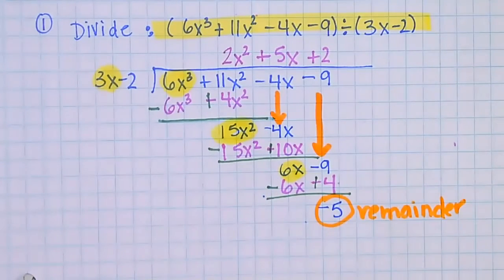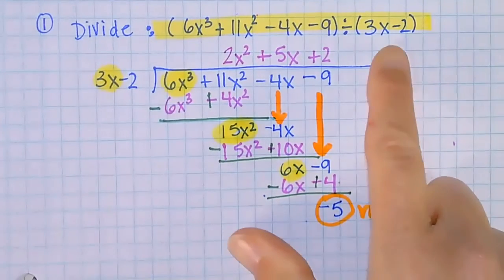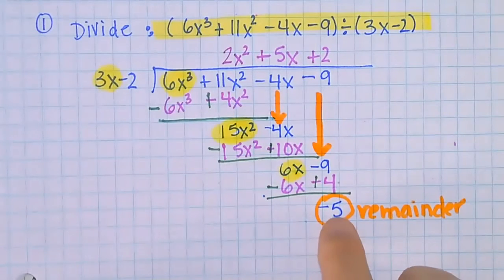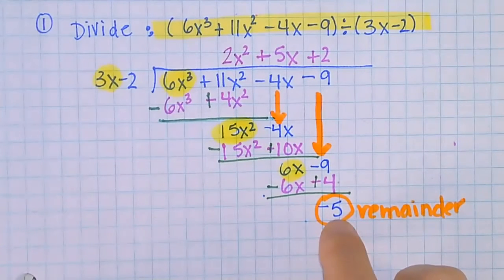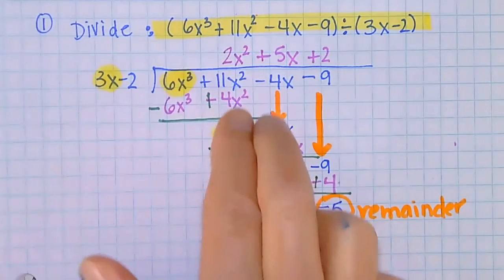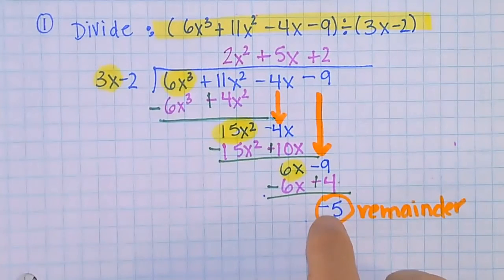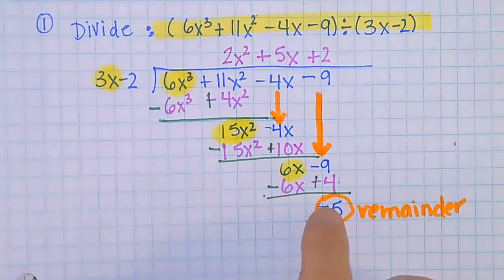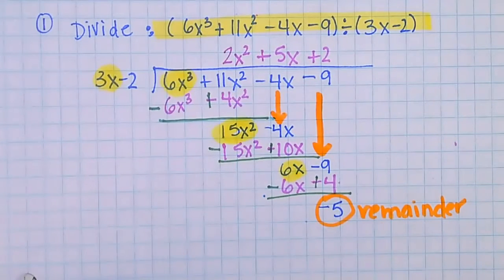So if they were asking me, is 3x minus 2 a factor of this? No, it's not a factor because I ended up with a remainder that's not 0. If something divides in evenly and you get a 0, it is a factor. If when it divides you do not get 0, it is not a factor.